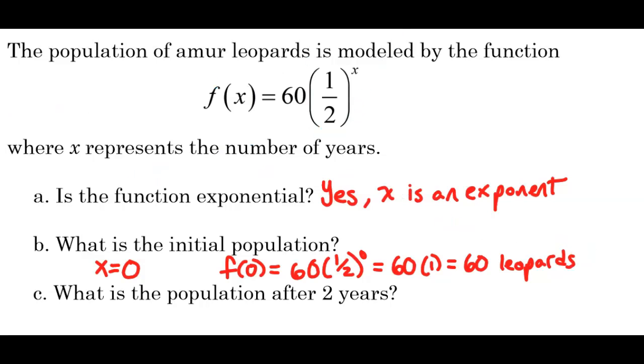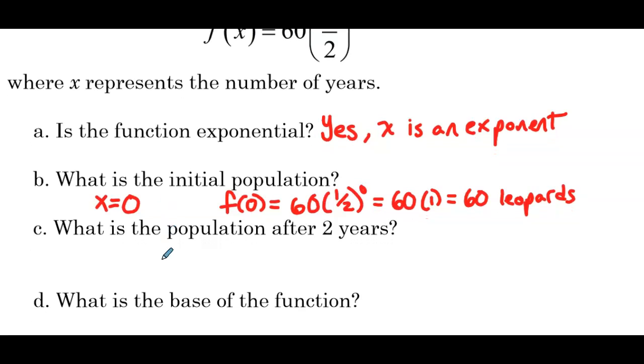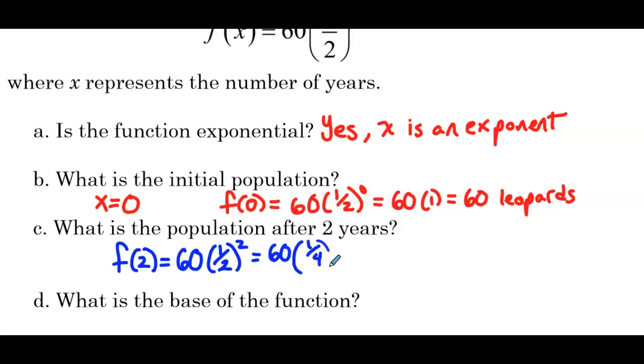And what is the population after 2 years? Okay, so there we're looking for f of 2. So that's 60 times 1/2 squared. We could use our calculator, but in this case I think we can do this by hand. So that's going to be 60 times 1/4, and that's going to be 15 leopards.